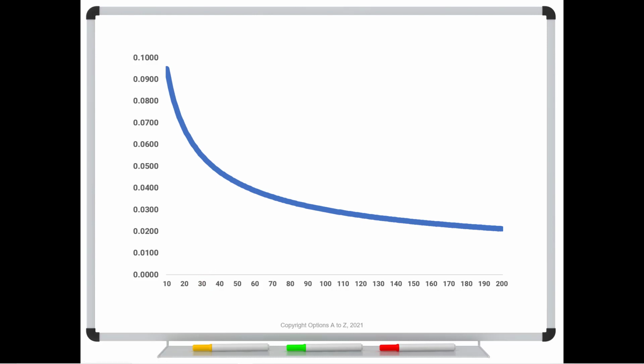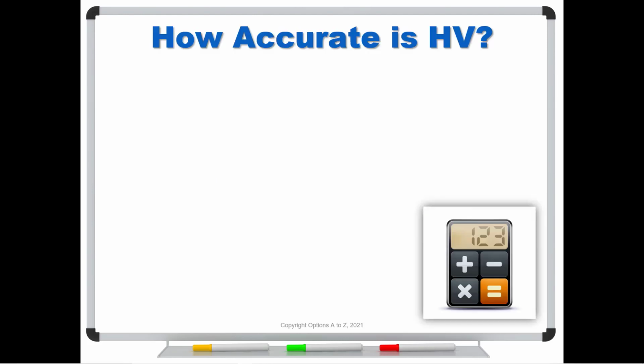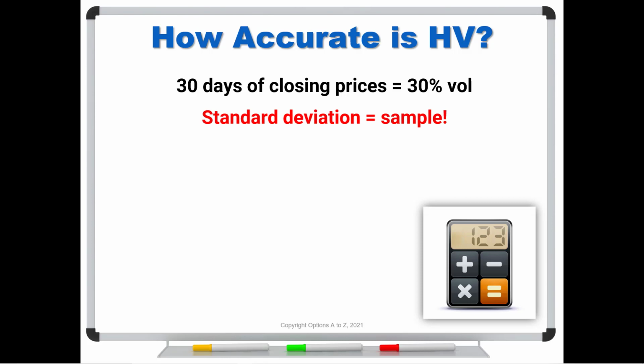But here's the problem. So again, let's ask the question, how accurate is this historic volatility? Well, if we use the traditional method of 30 days of closing prices, and let's say we come up with a volatility of 30%. The standard deviation that we get, or the volatility number that we calculate, remember, is for a sample. And statistically, what we have to do is take the volatility, 30%, divided by the square root of our number of days, 30. And that's the 5.5 number that we saw on the previous chart. So if we want two standard deviations, we have to take 2 times 5.5, or roughly 11.